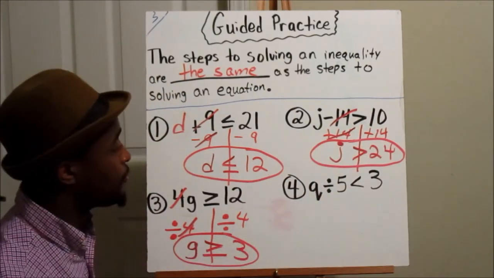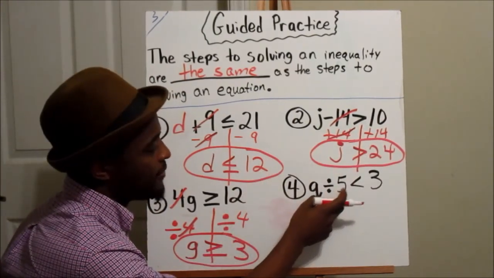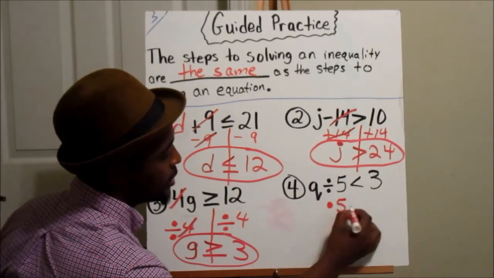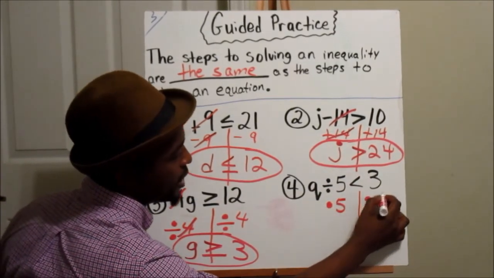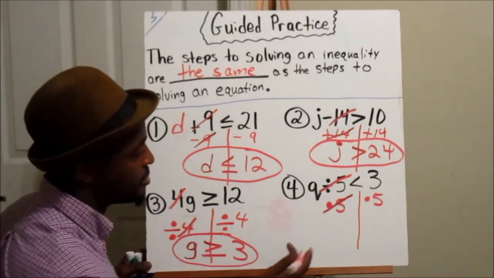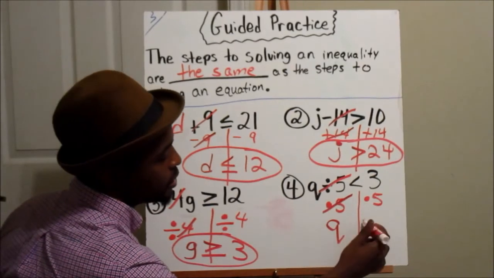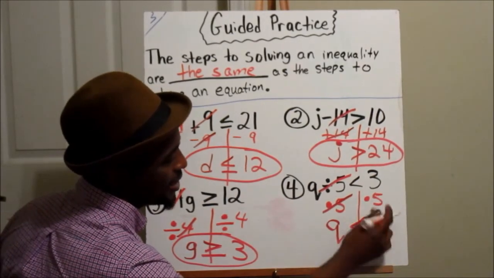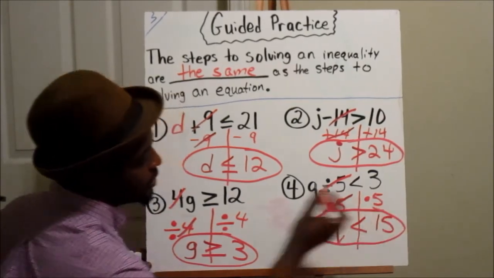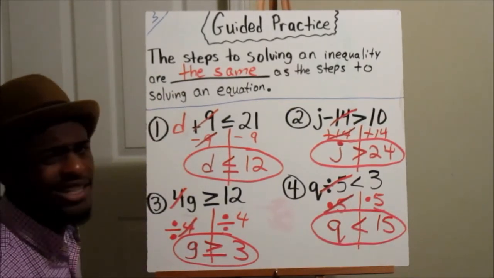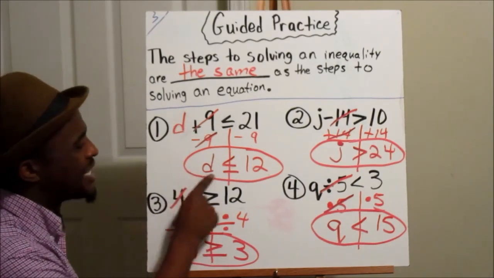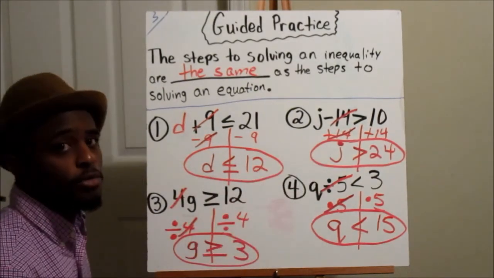Alright? On number 4, Q divided by 5 is less than 3. I will do the inverse operation, which is to multiply by 5 to both sides of my inequality. The inverse operations cancel out that number, and I'm left with Q is less than 3 times 5, which is 15. Alright, so just like when you're solving one-step equations, you just do the inverse operation, and you always want to isolate your variable, or get your variable by itself.